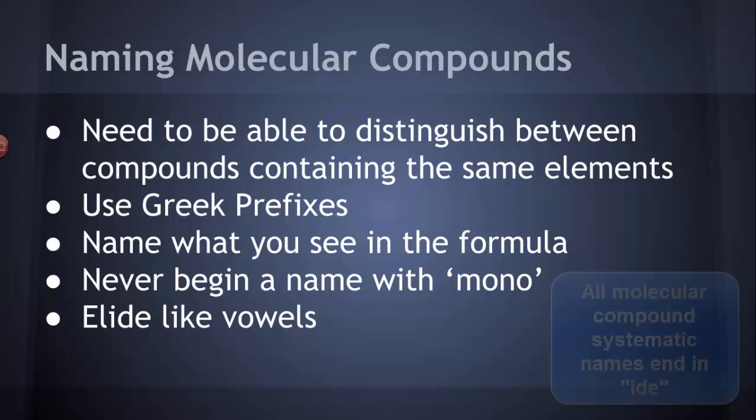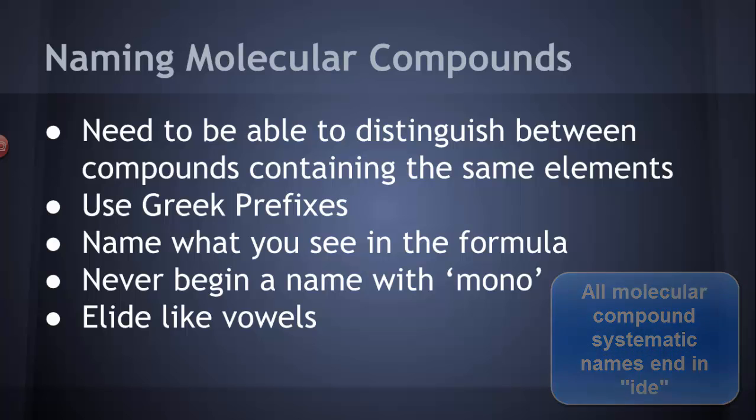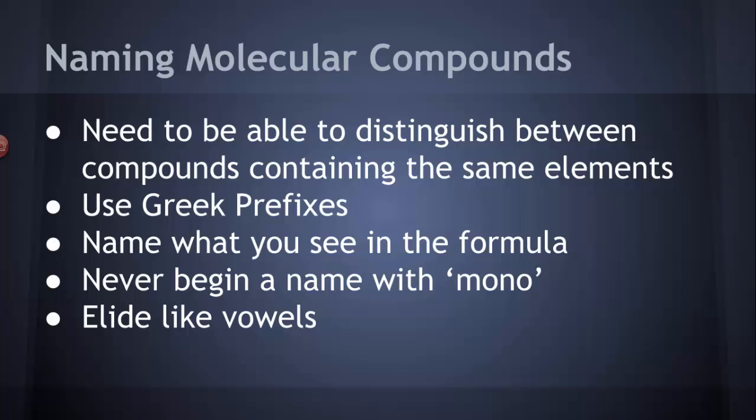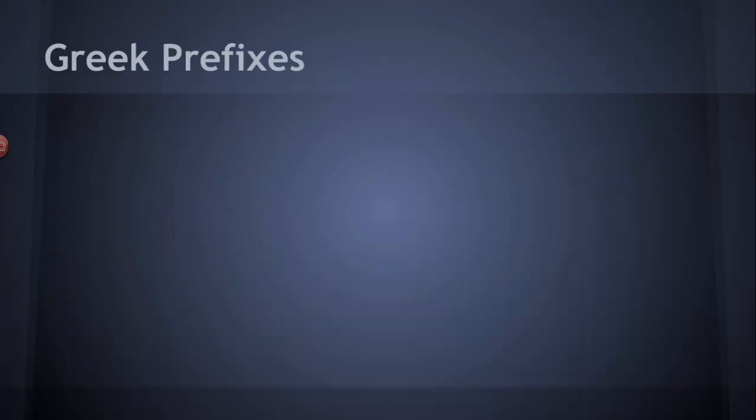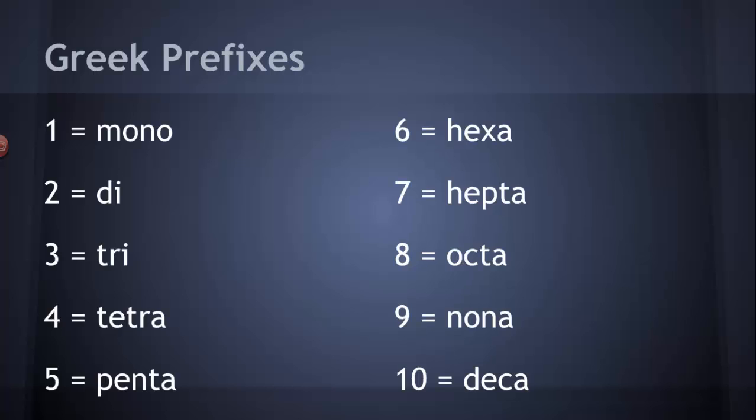The other thing is that all molecular compounds that we're going to name, all of their systematic names will end in -ide as well. So in a way, they sound like they might be ionic compounds, even though they're not. Here are the Greek prefixes you need to know, the first 10 of them. Mono, di, tri, tetra, penta, hexa, hepta, octa, nona, and deca.